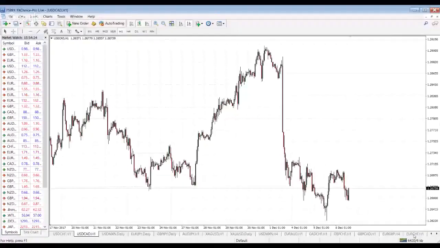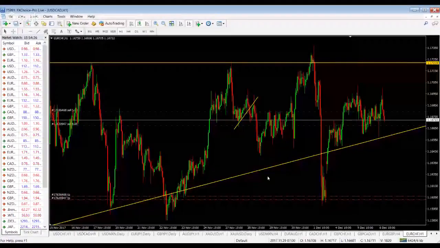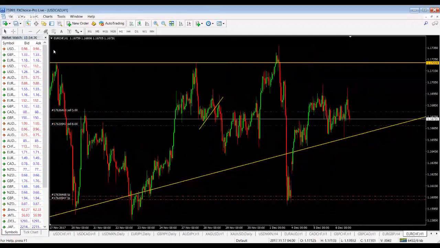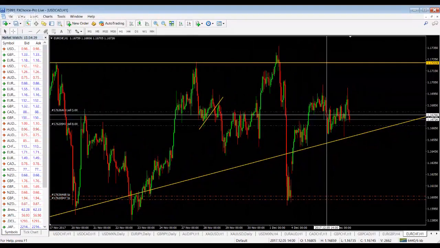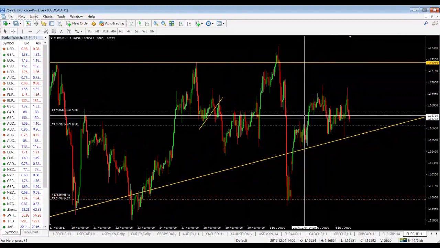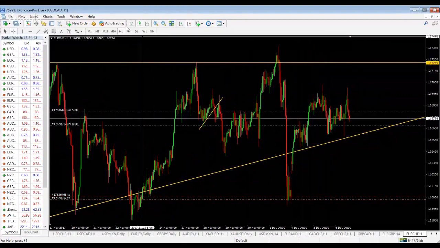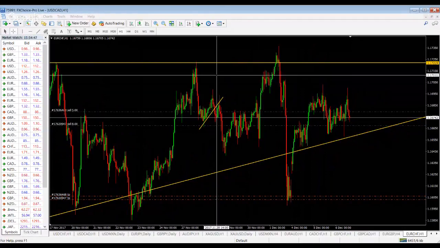So let's go to Euro Swiss franc. So boom. As you can see, I'm actually already in the trade. When you're entering trades, again, go to new order. Now, the majority of my trades, you can do pretty much market execution or pending order. You can do either or.